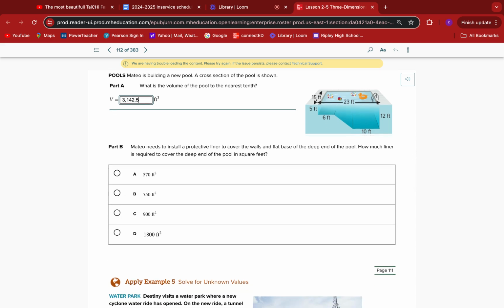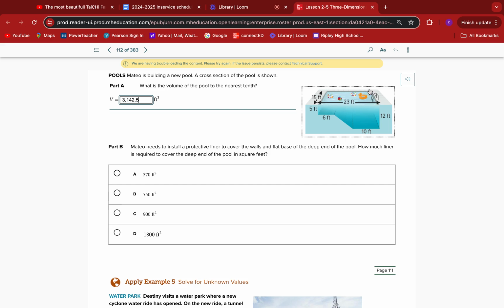Protective liner to cover the walls, flat surface to the pool. How much liner is required? Okay, this is surface area. So, okay, we're going to have to go back and remember volume and surface area, of course, are not the same. So you'll need to go back and look at this as being surface area of these 3 different types of prisms. So find the surface area, find the surface area, find the surface area, but keep in mind the top has to come off because it does not have a liner.